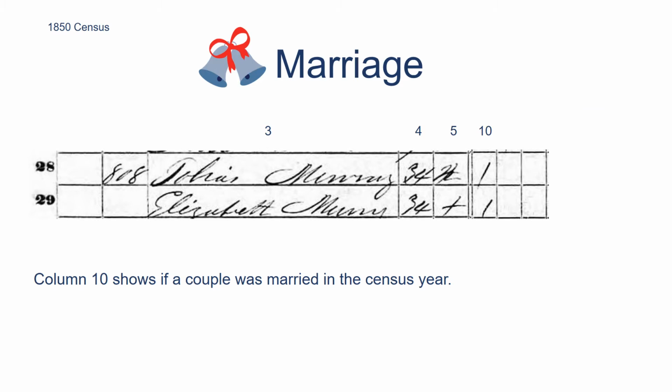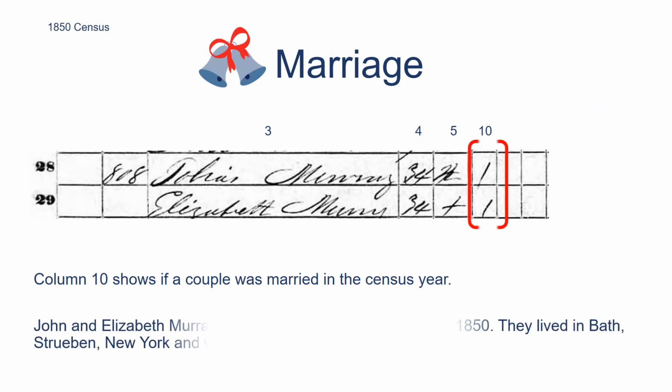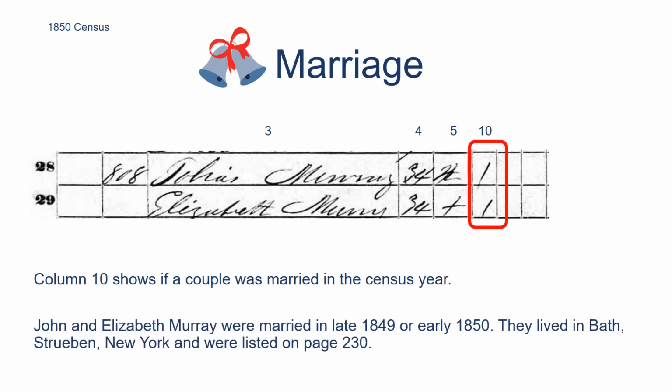Marriage. Column 10 shows if a couple was married in the census year. John and Elizabeth Murray were married in late 1849 or early 1850. They lived in Bath, Steuben, New York, and were listed on page 230.